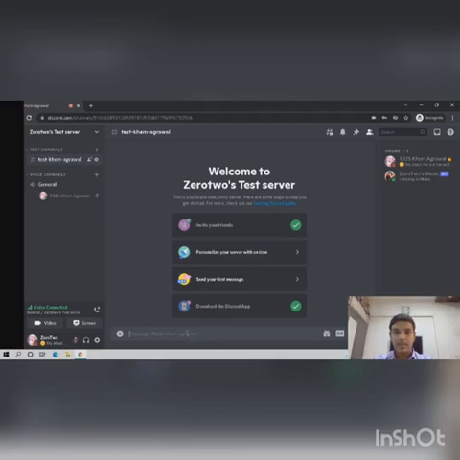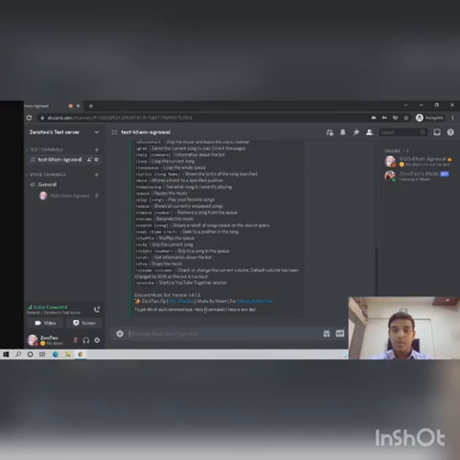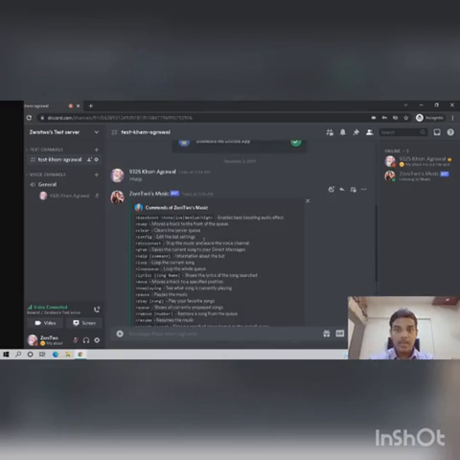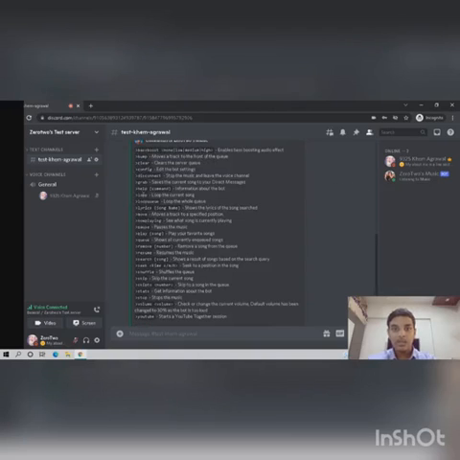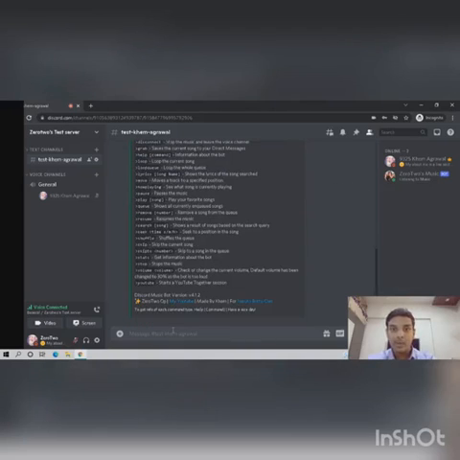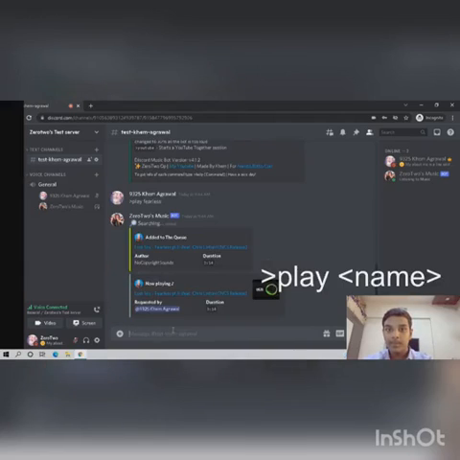Discord bot development. So basically I have developed a music bot. To get a list of all commands you have to type prefix help. And in this menu you will get all commands that I have added in the bot. Now to play a music in the voice channel that you have connected, you have to type prefix play and the song name that you wish.